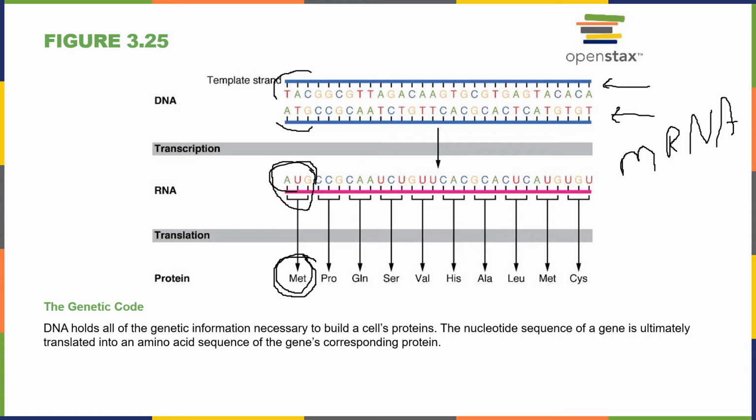So next, we've got CCG. That's the codon for proline. Next, we've got CAA, and here's our amino acid. So this is happening. The ribosome is doing this. Ribosome.